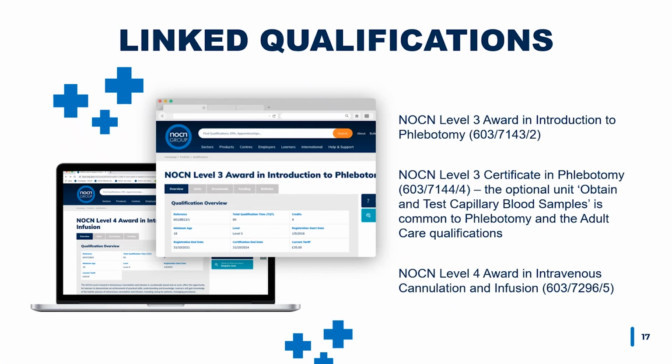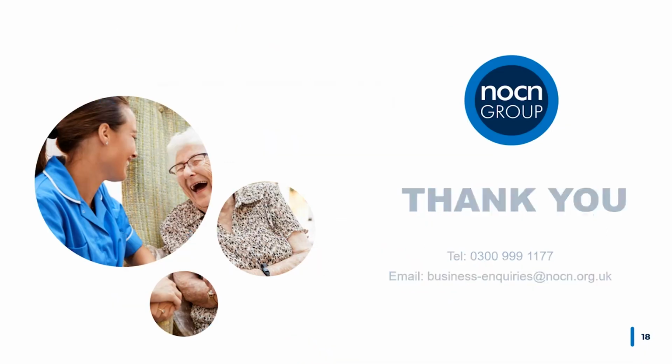There is a linked qualification to the new Level 3 Diploma in Adult Care, and that is the Certificate in Phlebotomy, where the optional unit obtain and test capillary blood samples is common to both qualifications.